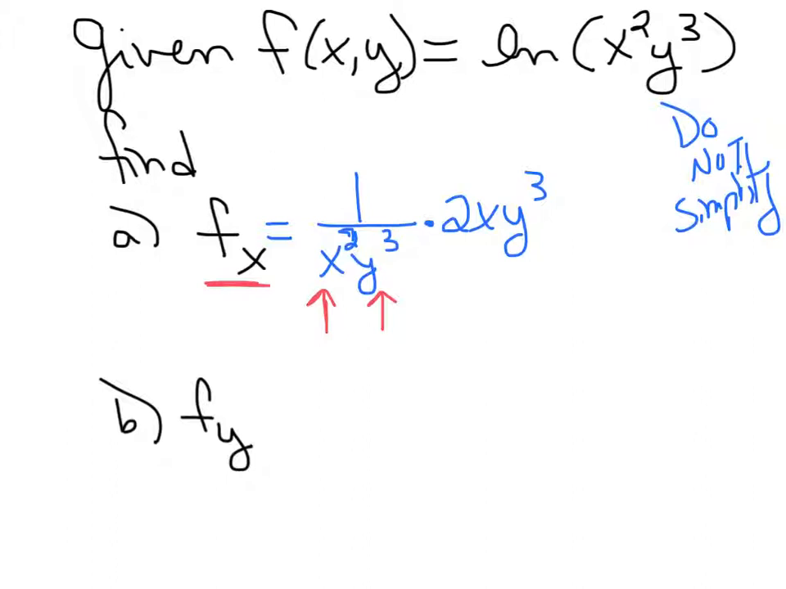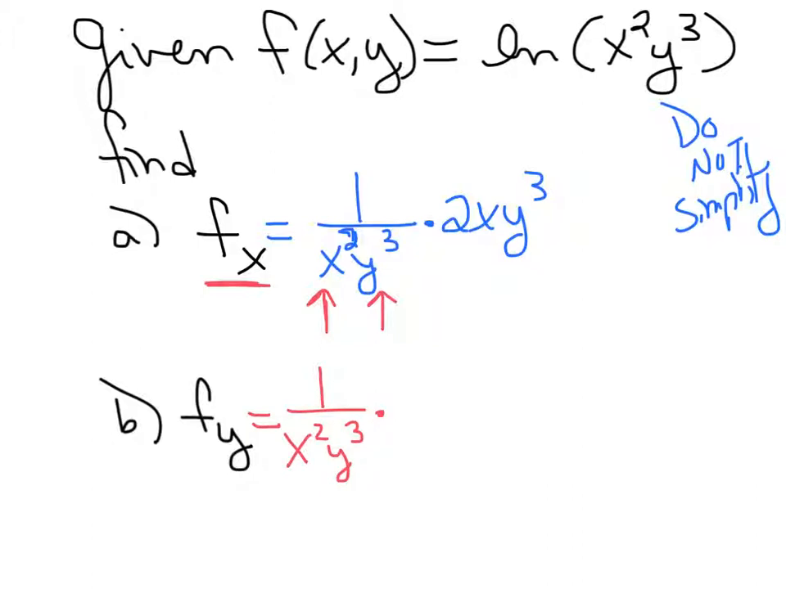For the next one, we are looking at the derivative with respect to y. This is a logarithm with an x and y in it. That's the function of y. We're going to make sure that we keep that x constant for this particular partial derivative. So let's go ahead and get started. The derivative of natural log is 1 over what's inside times the derivative of what's inside.